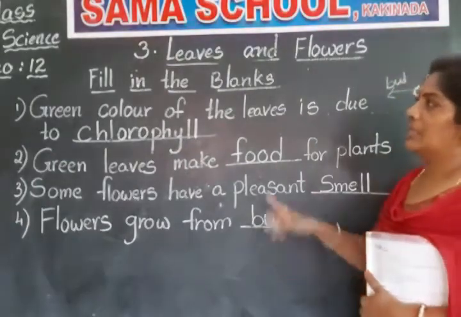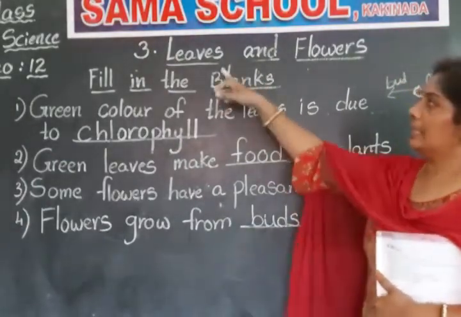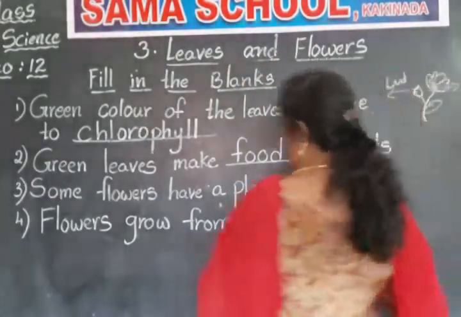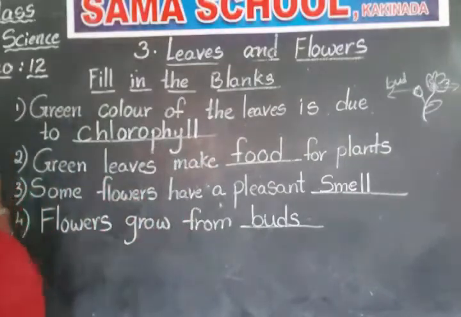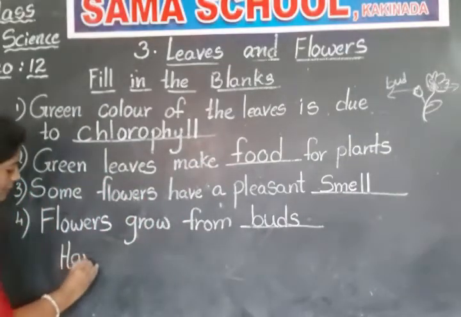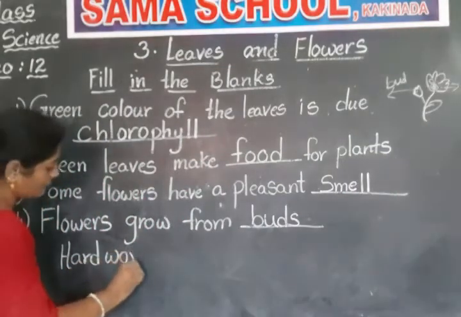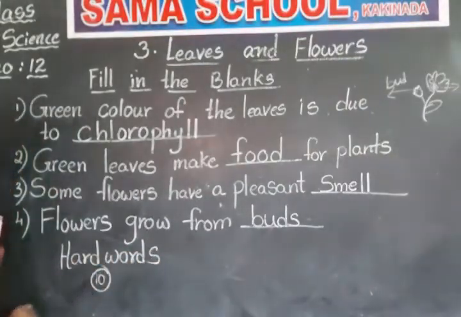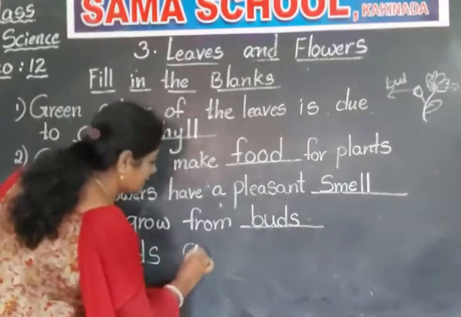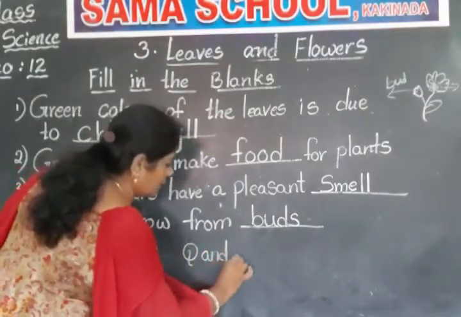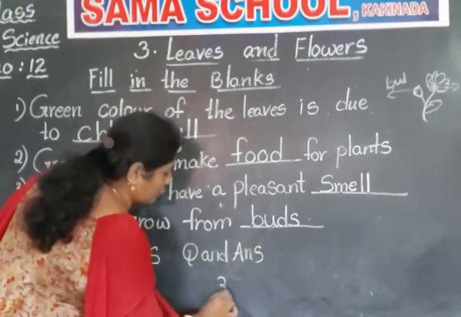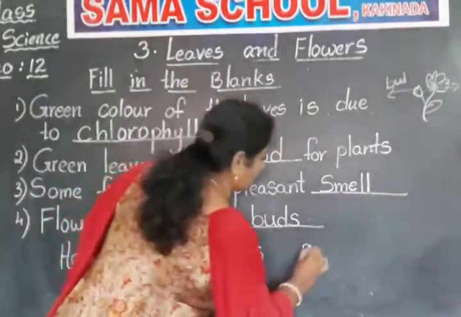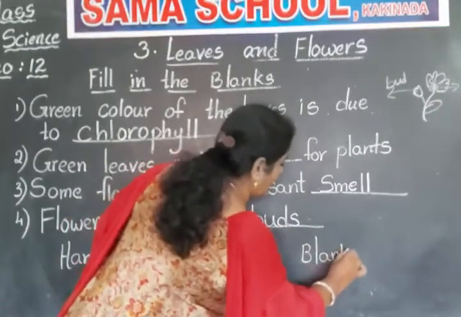These are the blanks of the third lesson, leaves and flowers. I have already explained to you. Hard words, I already gave you 10 hard words. Okay. Question and answers, I gave you 3 question and answers. These are the blanks. I have given you 4 blanks.